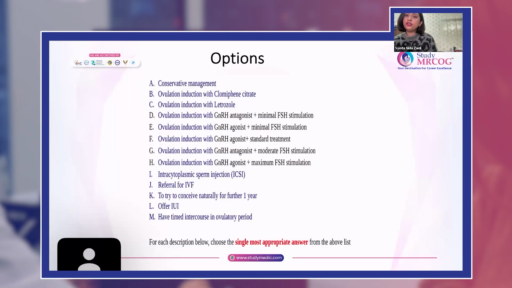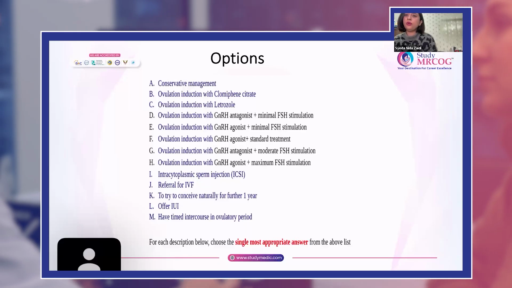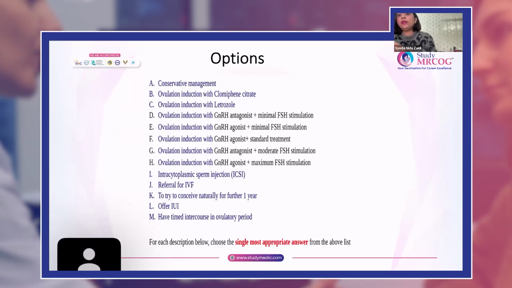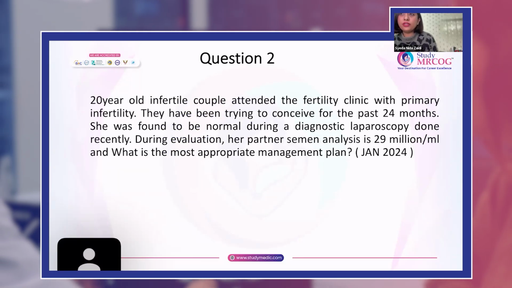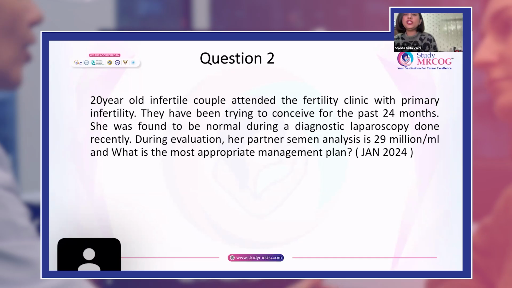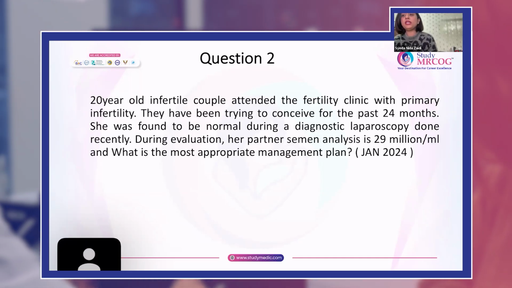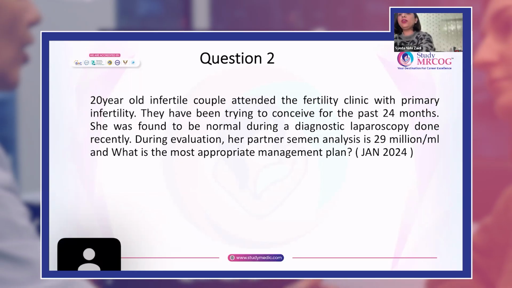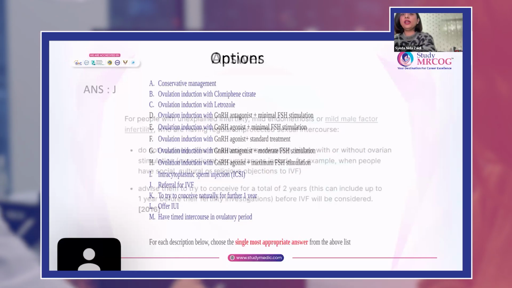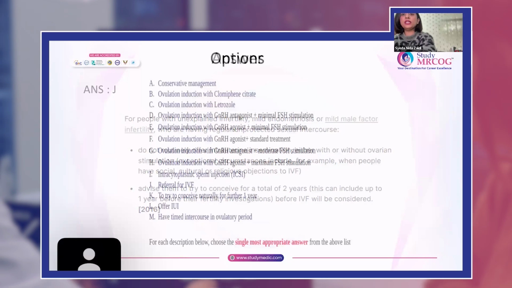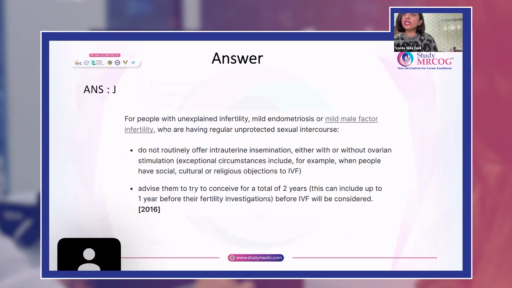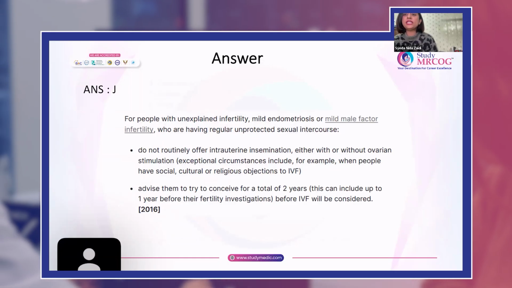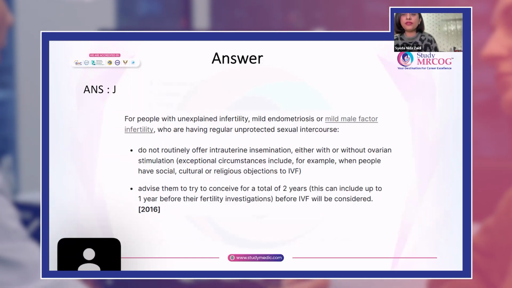Conservative management, ovulation induction. With all these options that you have available, we need to see what is actually going on. They have been trying to conceive for the past 24 months, and she was found to be normal. And her partner's semen analysis is 29 million per ml. In this case, we directly offer her the management plan of referral for IVF because they have been trying to conceive for the past 2 years. And mostly it becomes a case of unexplained infertility.